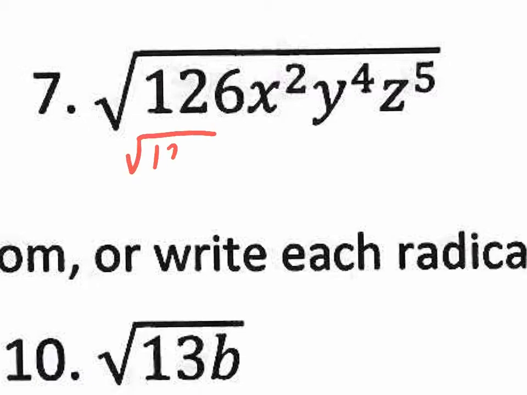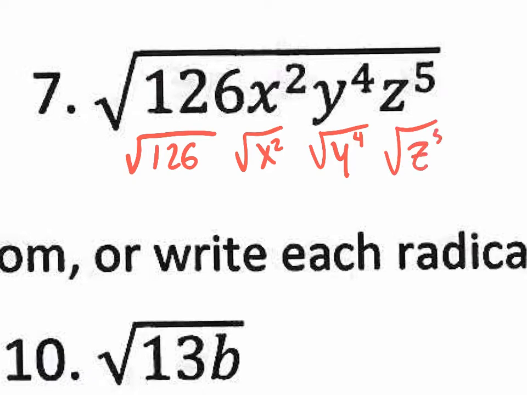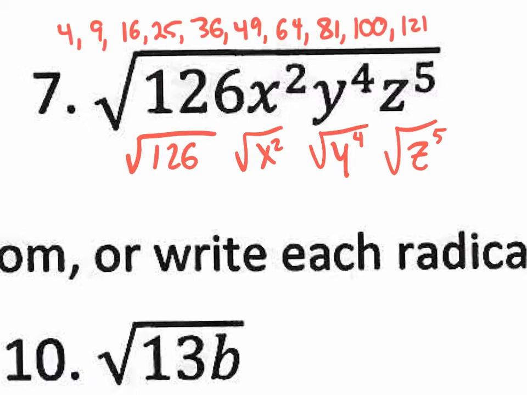Okay, anyways, the square root of 126 x squared y to the 4th z to the 5th. So 126 is not a perfect square number. So you might want to have a perfect square number list handy. So there are your perfect square numbers. So this is not a perfect square number. You want to rewrite it with multiplication to get a perfect square number.